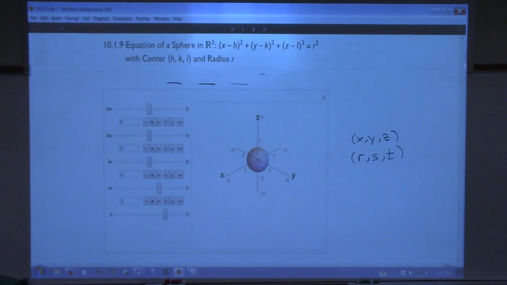Let's see if we have an example here. No? Equation of a sphere.